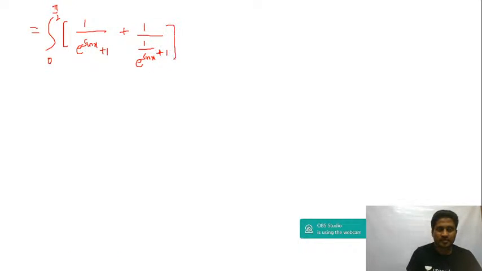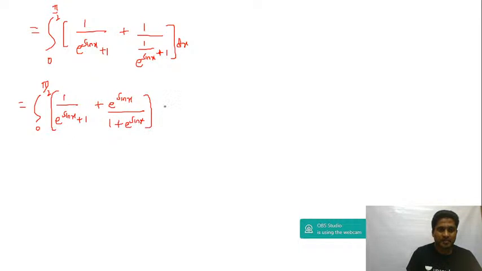Now note this. It is equal to the integral from 0 to pi by 2 of 1 upon e to the power of sin x plus 1, plus 1 upon, if I shift to the denominator, 1 upon e to the power of minus sin x plus 1, and then dx. Cross multiply and shift to the numerator, the limit will be 0 to pi by 2 of 1 upon e to the power of sin x plus 1, plus e to the power of sin x divided by 1 plus e to the power of sin x, close the bracket and then dx.